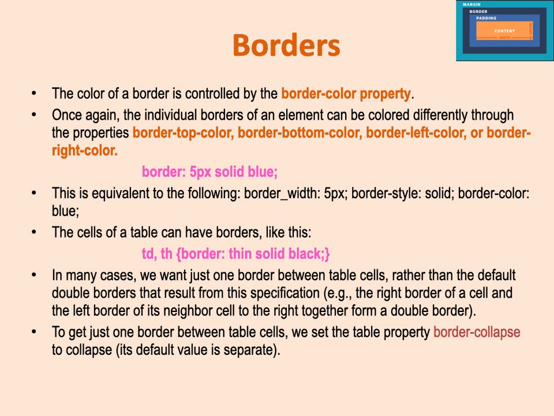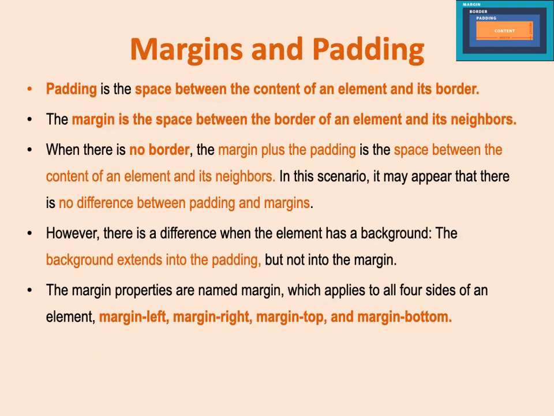Now we will be moving on to margins and padding. Padding is the space between the content of an element and its border. The margin is the space between the border of an element and its neighbors. When there is no border, the margin plus the padding is the space between the content of an element and its neighbors. In this scenario, it may appear that there is no difference between padding and margins. However, there is a difference when the element has a background. The background extends into the padding, but not into the margin.